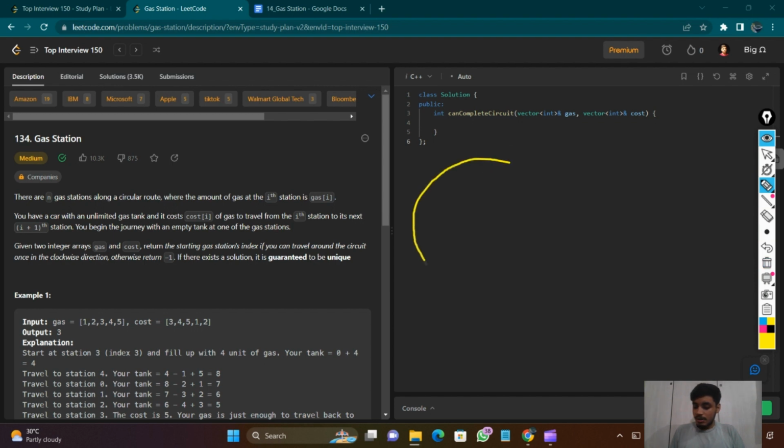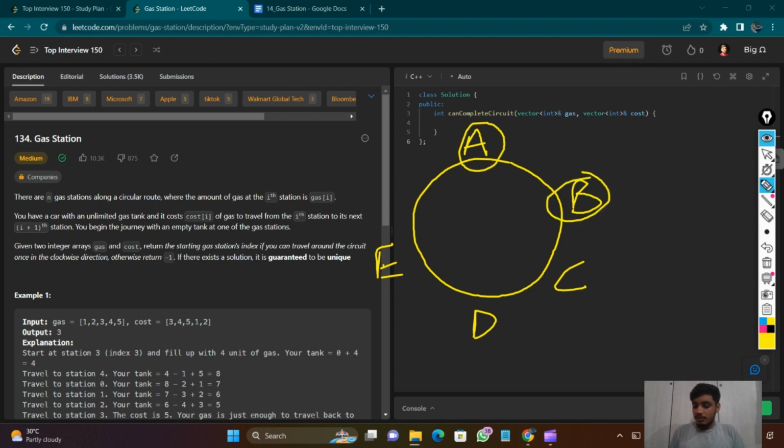So let's assume these are the stations: A, B, C, D, E. Now let's assume you are starting from the first index, which is A, and you move to B, and you are able to successfully move because you have the sufficient amount of gas in your car. Now when you try to move to C, you find out that the gas is not sufficient, so you cannot move to C. So in this case, we can say that A is not going to be our starting point, and then you are going to check for B.